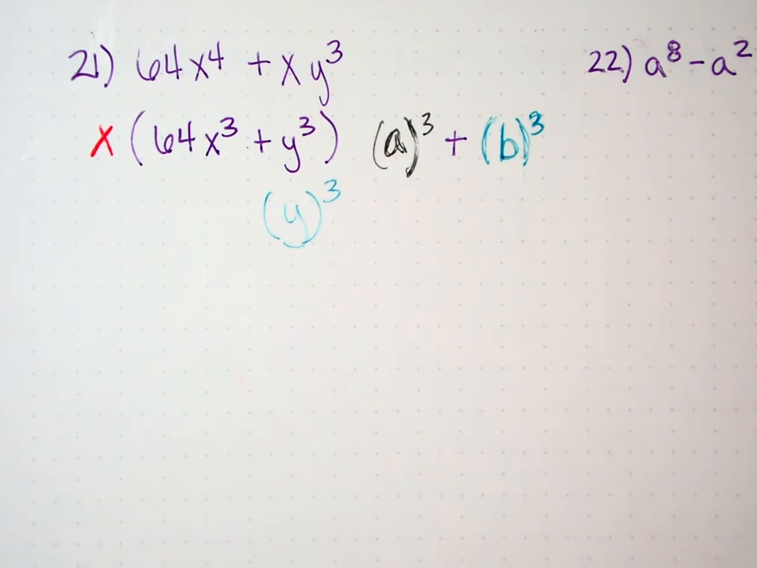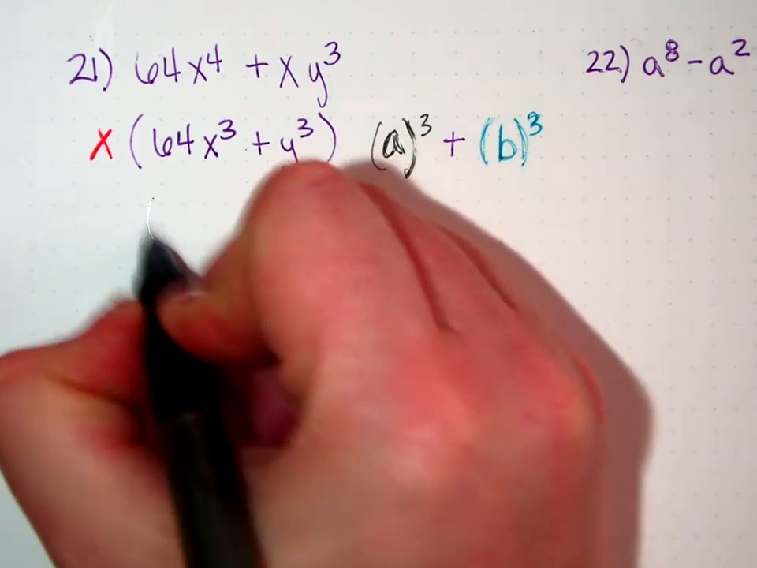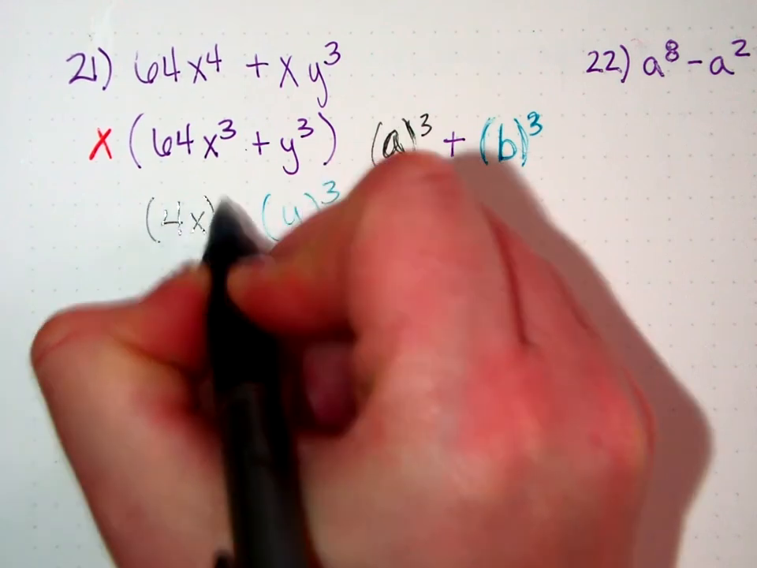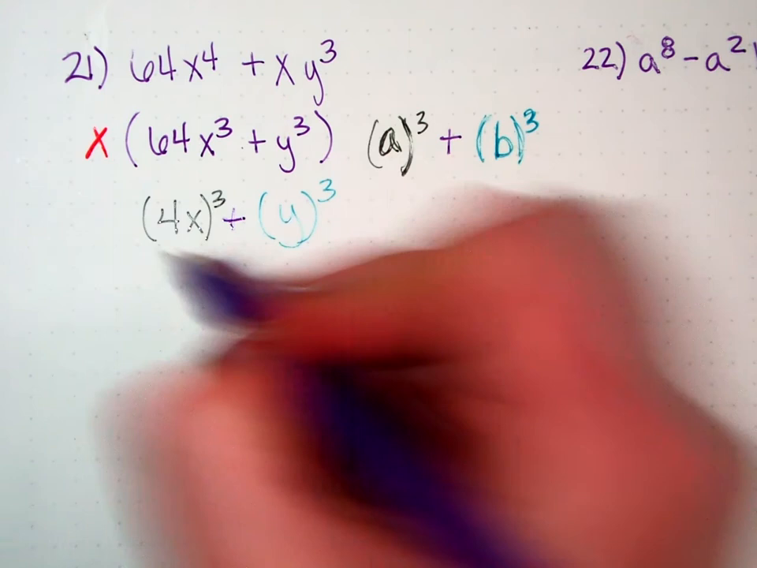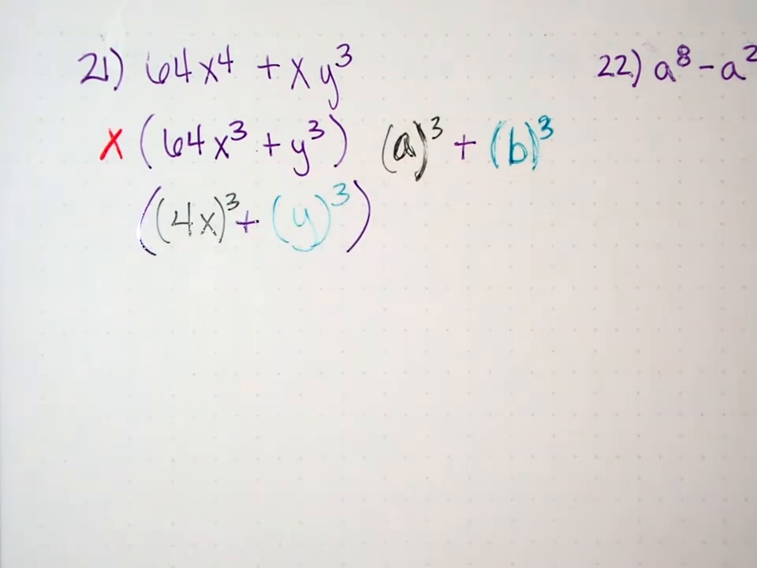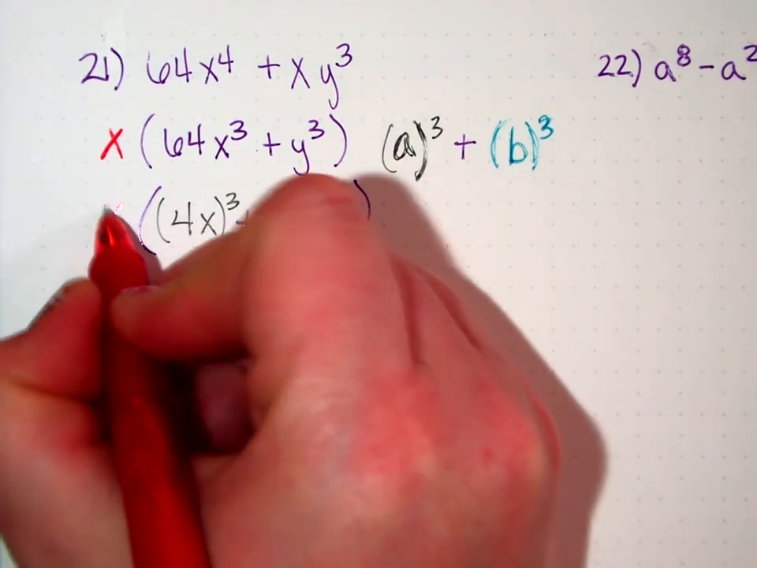We'll see if that pen stays alive for this whole thing. And then 64x cubed would be 4x cubed. And then this is plus. And then this is on the outside still with the x.